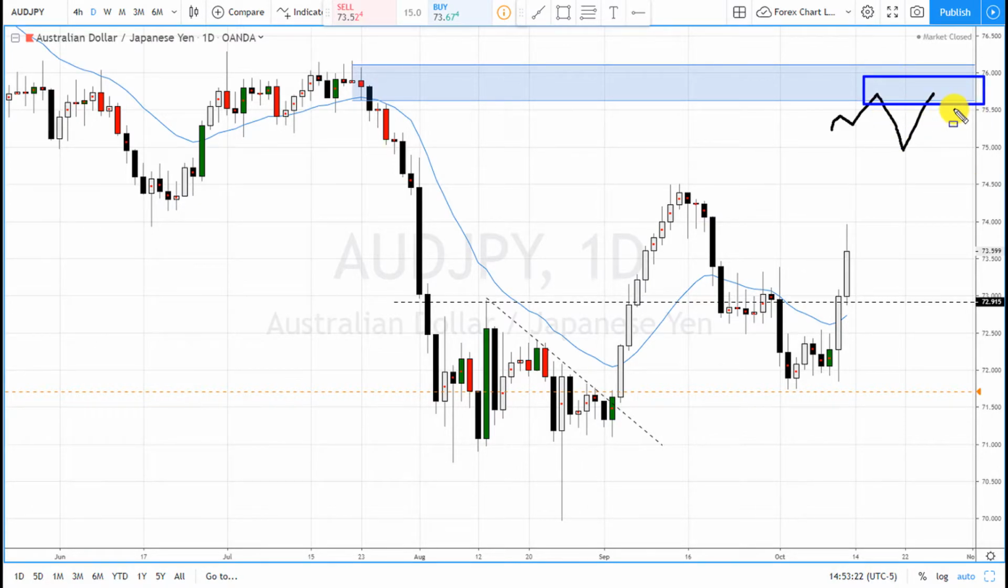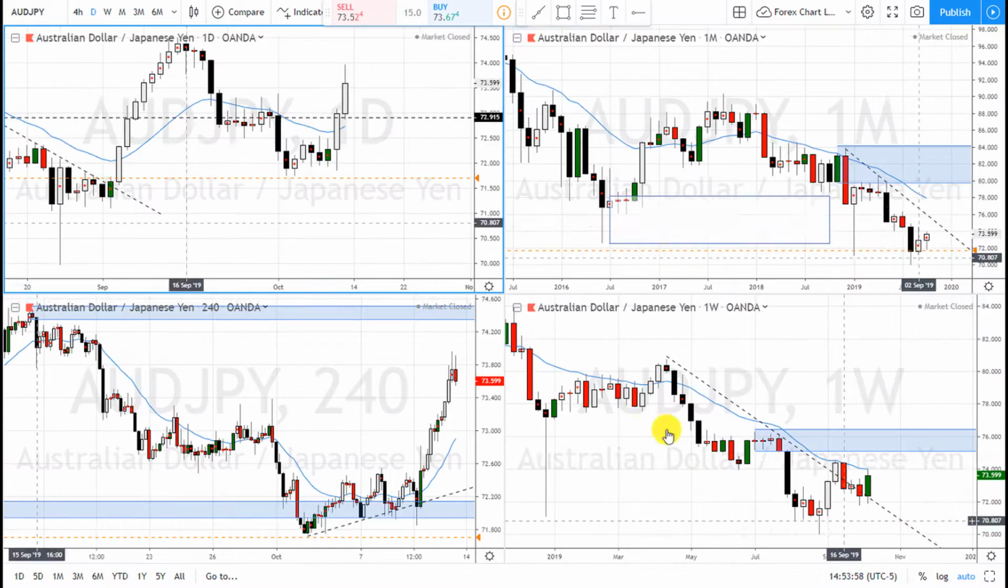right there, okay? Because that to me is telling me that there's some sellers in this area, and I want to short on the way back up. When it touches this, it goes down, I want to short on the way back up, because that to me gives me confirmation that there are sellers there.